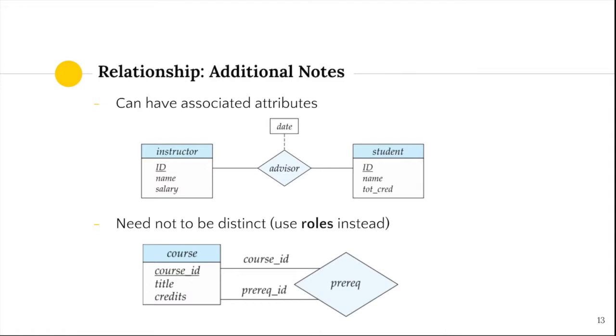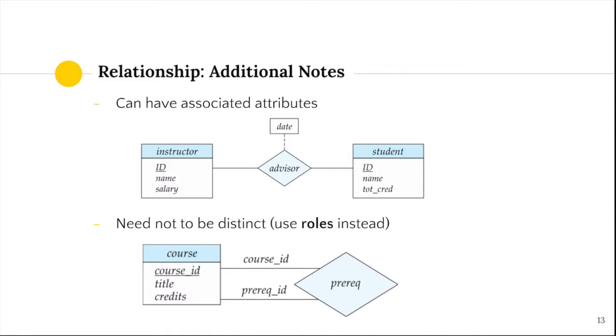Note that we can also have associated attributes in the relationship. So for example, we can add the attribute date in the relationship advisor, so we can include the date kung kailan nag-start na maging advisor ni student si instructor. Note that relationships need not be distinct. So, pwedeng hindi two different entities yung nire-relate natin, but we are relating two unique objects inside one entity set.